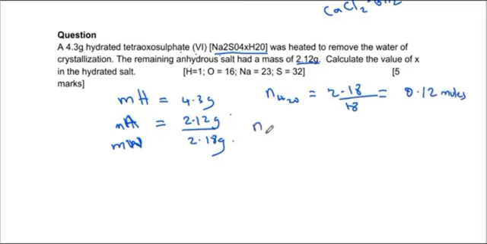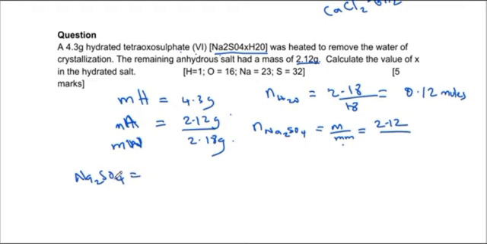We go ahead to find the number of moles of the anhydrous salt, which is Na2SO4. It is equal to the mass over molar mass. I didn't write that earlier. The mass of anhydrous salt is 2.12 based on the question. The molar mass, we don't know. We can calculate that.